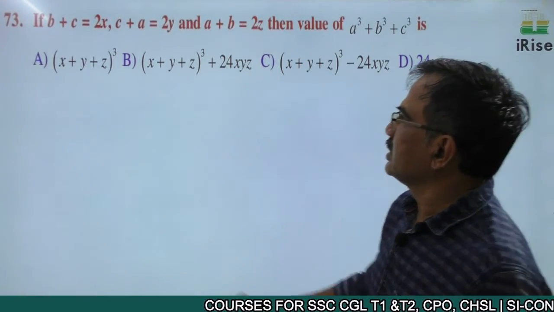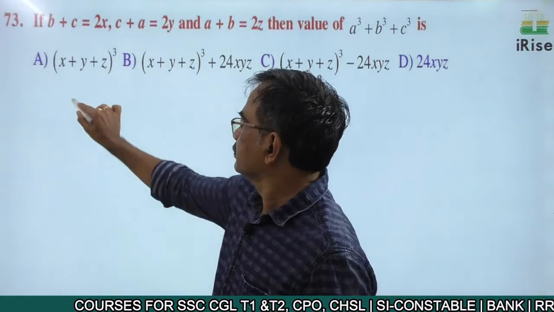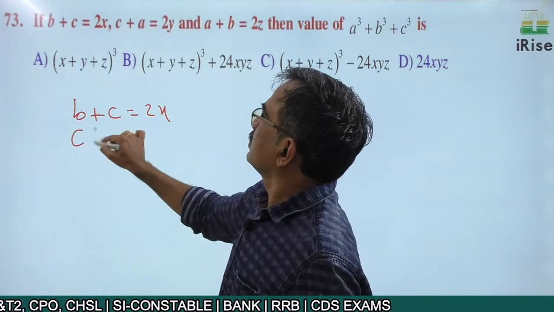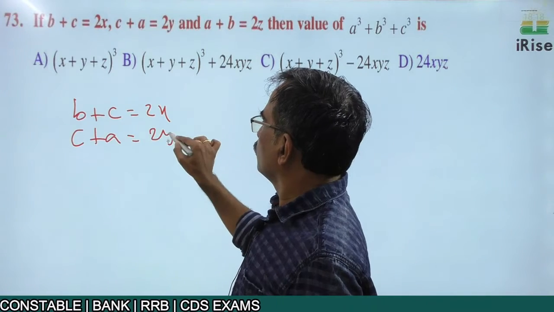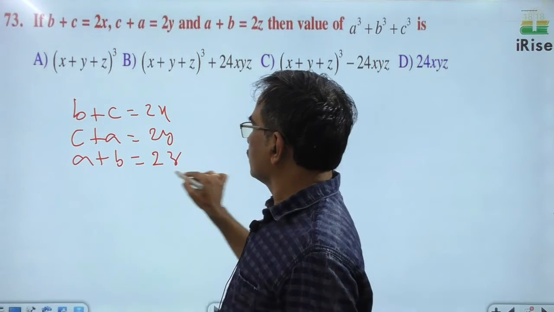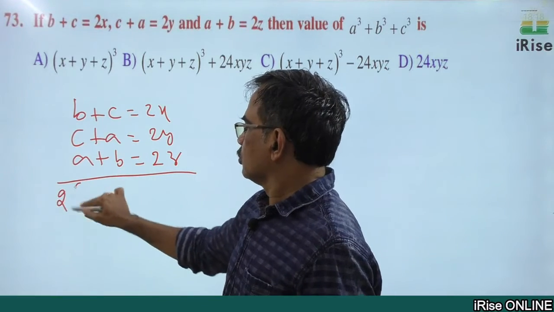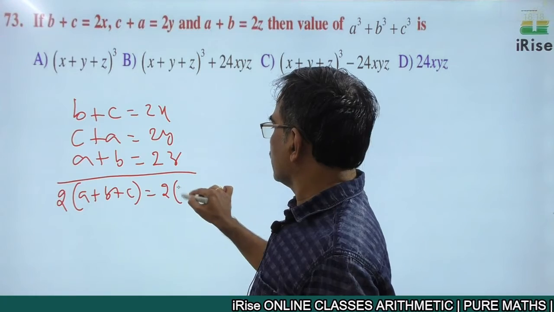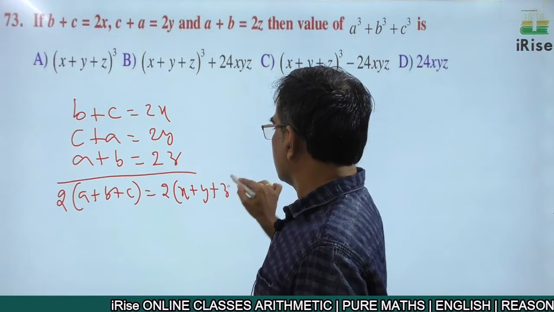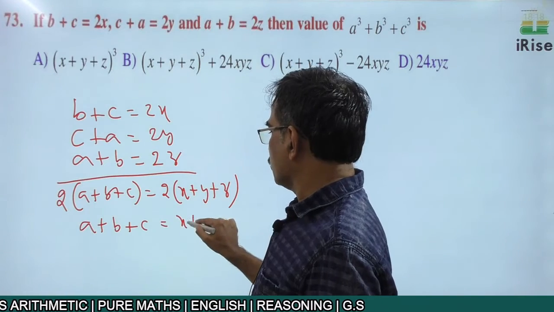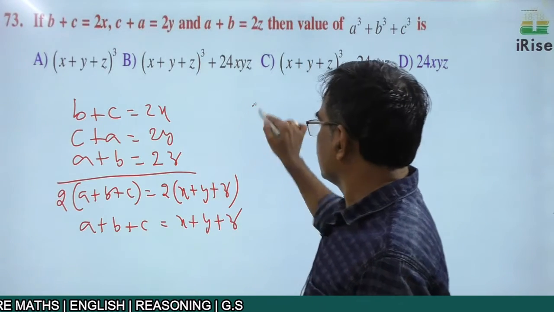b plus c is equal to 2x. c plus a is equal to 2y. a plus b is equal to 2z. Adding, 2 times (a plus b plus c) is equal to 2 times (x plus y plus z). Therefore, a plus b plus c is equal to x plus y plus z.